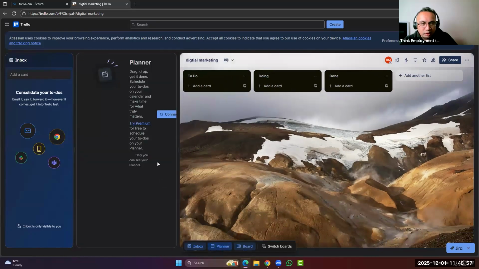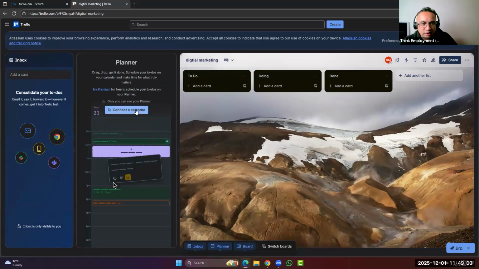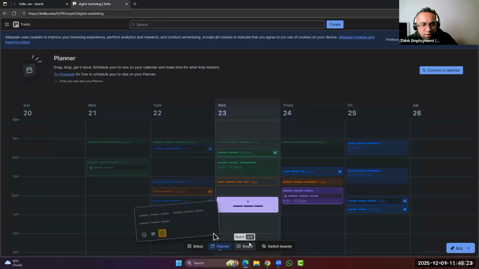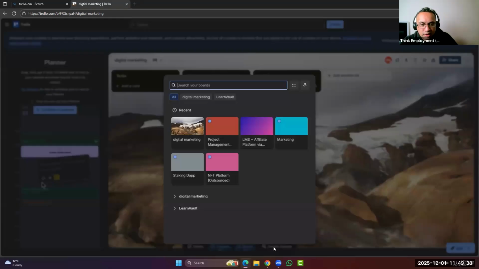You also have a planner. You can connect it with your calendar, but I think that's not free. Let me see. Okay, it might be free actually. So you can connect it to your Google Calendar so you know when to post what. Then you've got your inbox as well, which connects to your calendar. Then you've got your board. It basically looks like this, where all the boards can go into your calendar. Once you connect to the calendar, the boards that you create will go into your calendar. And then you can switch between boards.